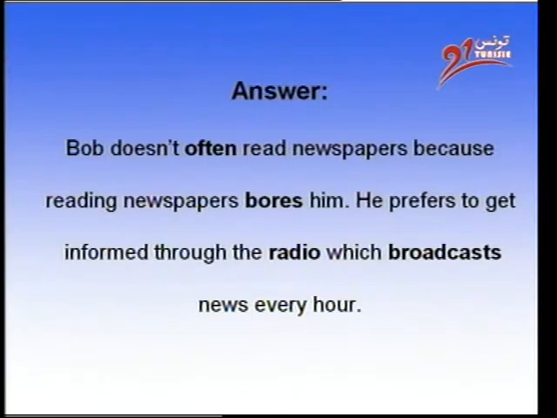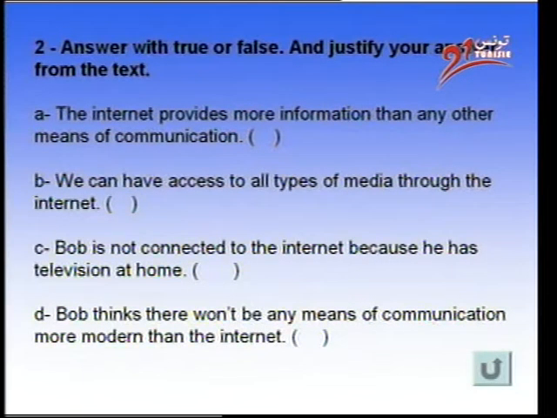Good. Let's move on to the next question. Now answer with true or false and justify your answer from the text. The internet provides more information than any other means of communication. We can have access to all types of media through the internet. Bob is not connected to the internet because he has television at home. Bob thinks there won't be any means of communication more modern than the internet. Now answer with true or false and justify your answer from the text. Let's go back to the text and read it.